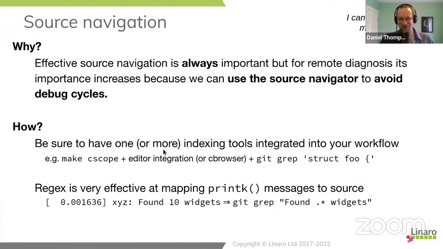There are lots and lots of indexing tools. This is what I've opted for as a kind of sane default: if you type make cscope into the kernel build system, it will list the files just for your architecture, so that you're only looking at files that match your architecture, and it will then run it through cscope as an indexer.